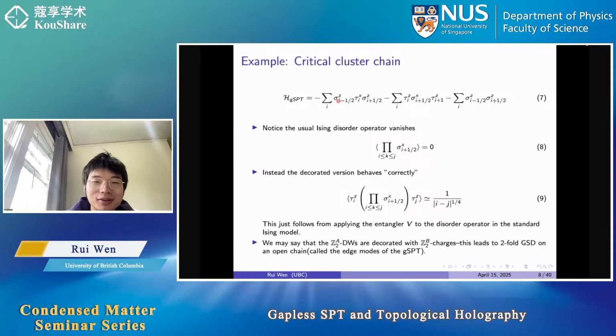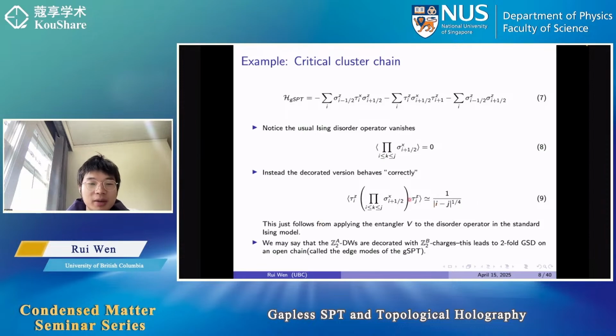The first term is 1. The first term contains this sigma z, which anti-commutes with this. So just take one at the endpoint of this string, and then do the commutation. So you see this is 0. But instead, the decorated version behaves correctly. If you put some tau on the edge of this string, this will behave like the correct disorder operator in the SymTFT.